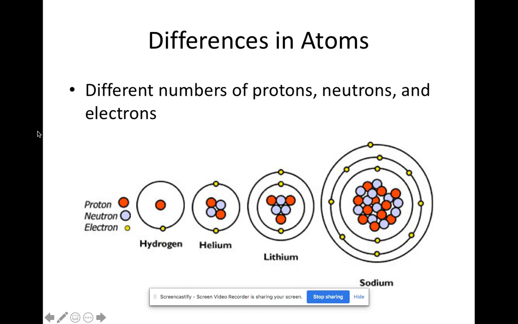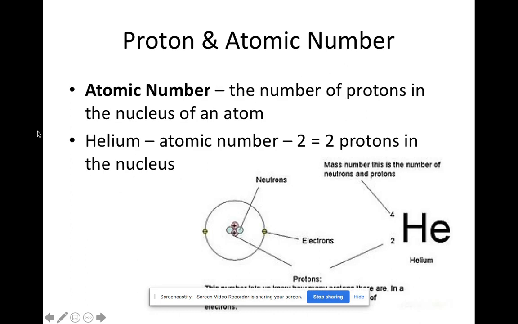So today, guys, we're going to talk about the differences in types of atoms. Atoms can have different numbers of protons, neutrons, and electrons. The protons are found by looking at the atomic number, which is the number of protons in the nucleus of an atom. For example, helium has an atomic number of 2, which means there are 2 protons in the atom. This information for each atom can be found on our periodic table.